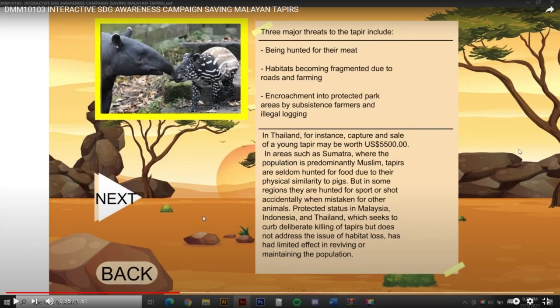Causes, as we know about how animals became endangered, is mostly because of poaching and their meat being hunted, their skin being hunted. That is why Malayan tapir is endangered right now.